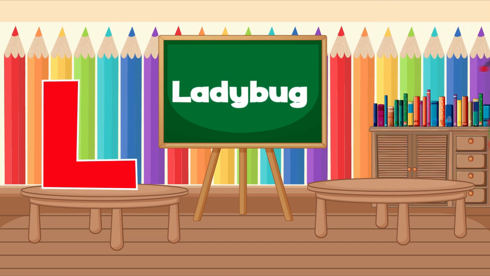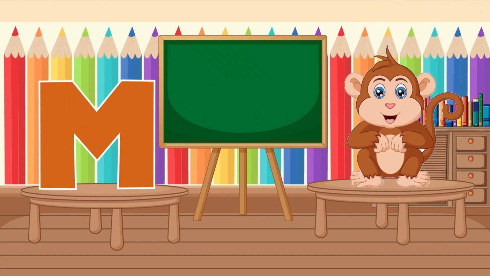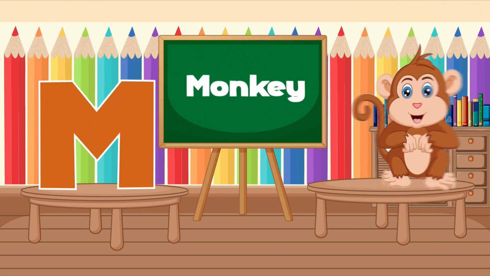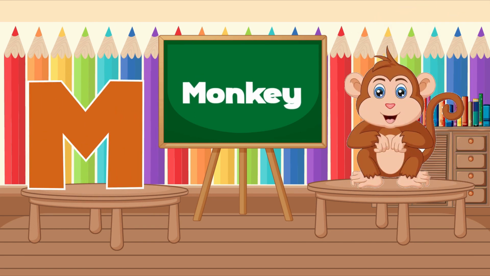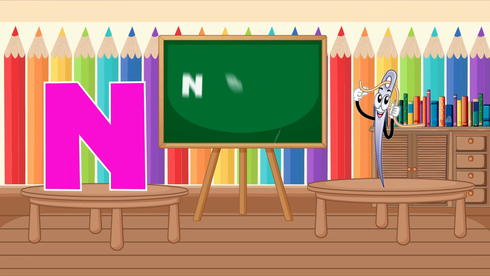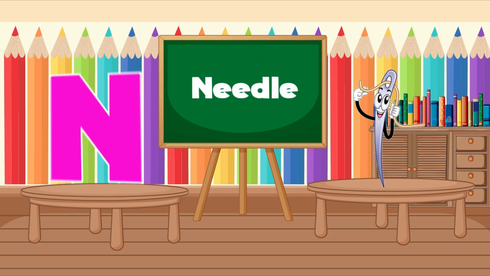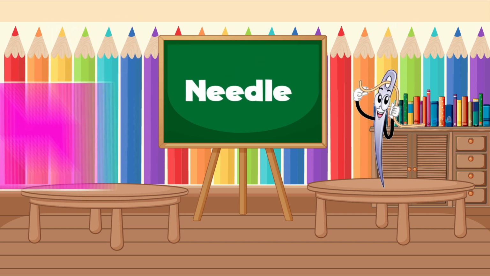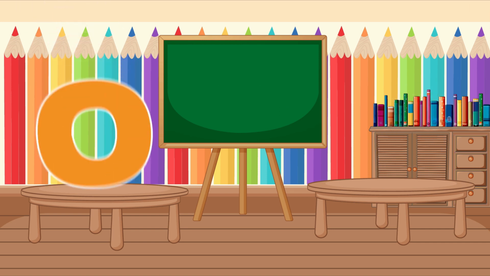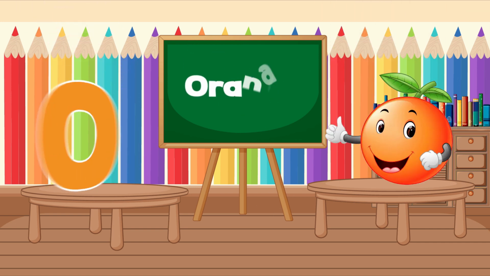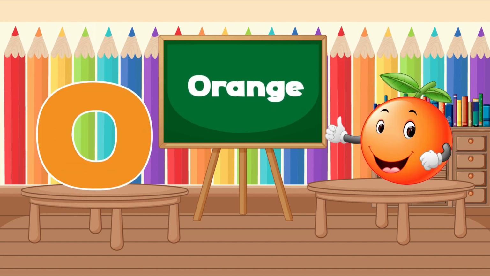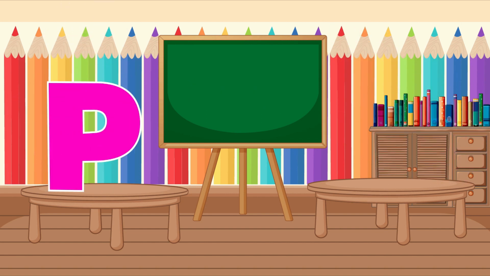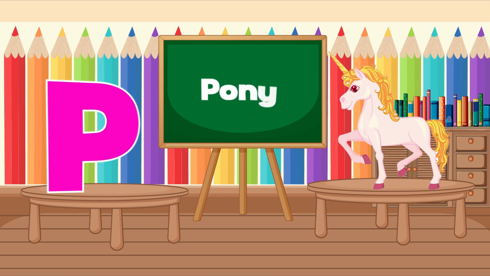M is for monkey. N is for needle. O is for orange. P is for pony.